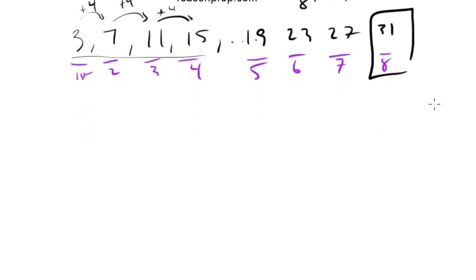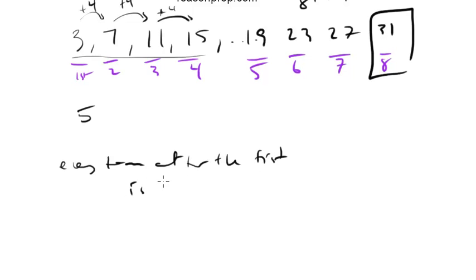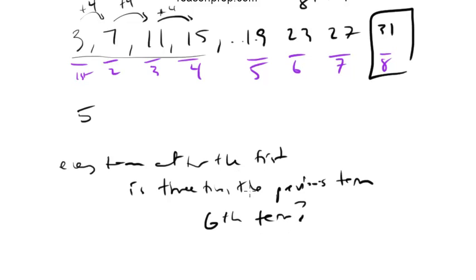Others will give you the rule and then ask you for a certain term. So let's say something like this. They'll start with 5, and they'll say every term after the first is 3 times the previous term. What is the 6th term? Well, let me not do 6. That's going to be too long. 4th. Well, that means the second term.